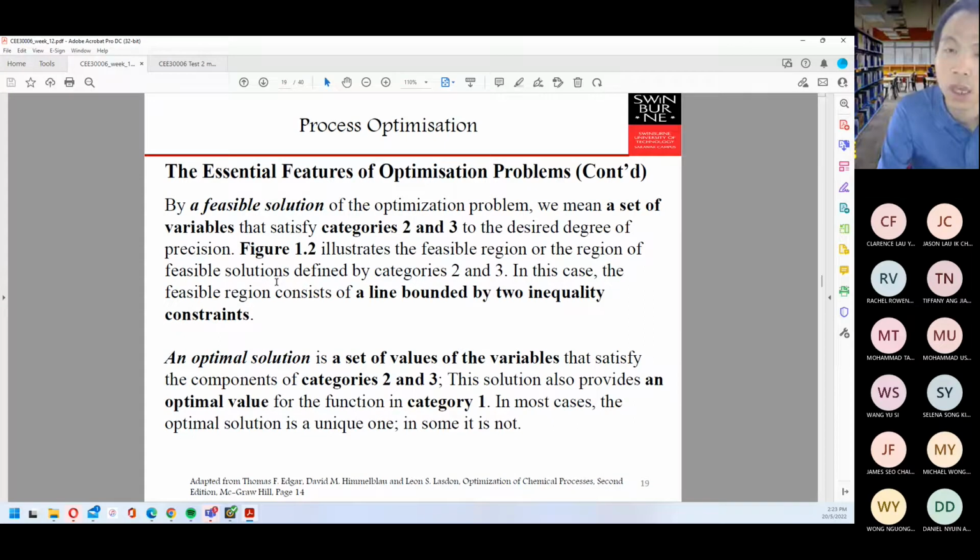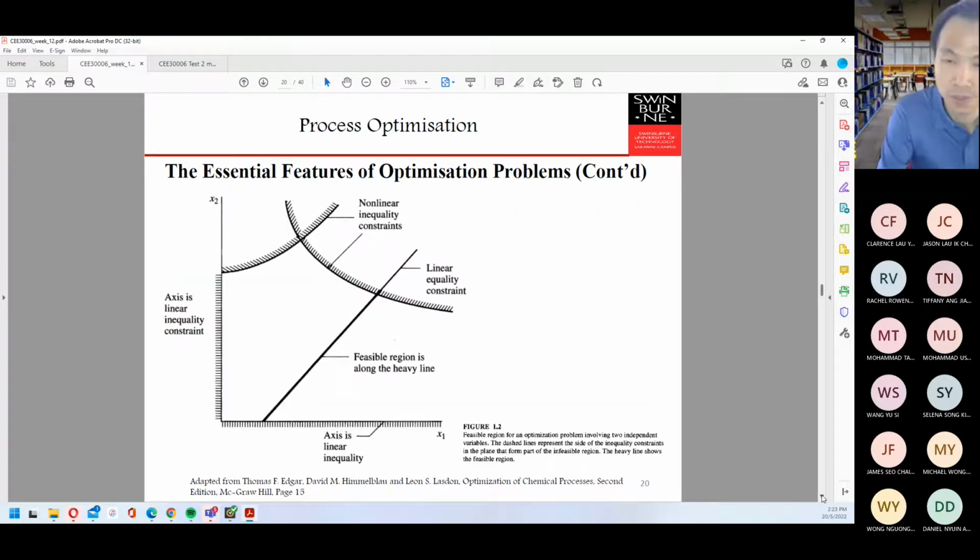Okay, so a feasible solution means that we have a set of variables that satisfy categories 2 and 3. However, the optimal solution is the set of values of the variables that satisfies categories 2 and 3 and also provides an optimal value for the function in category 1. In most cases, the optimal solution is the unique one. In some, it may not be the case.